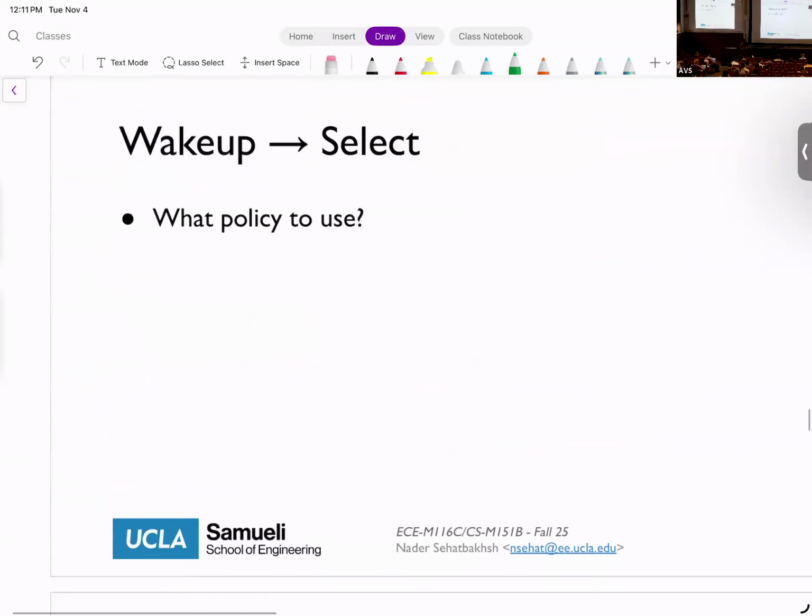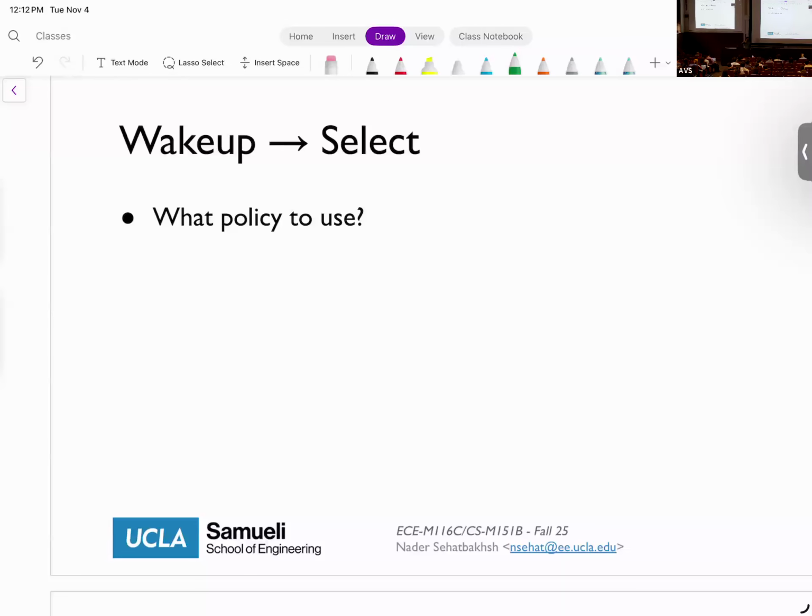So going back to the select, the second thing for select is what policy should be used, right? Let's say we have 4 or 5 instructions that are all ready to be selected, and we can only pick 1 instruction out of the 4. Which one do you think we should select? Any suggestions?